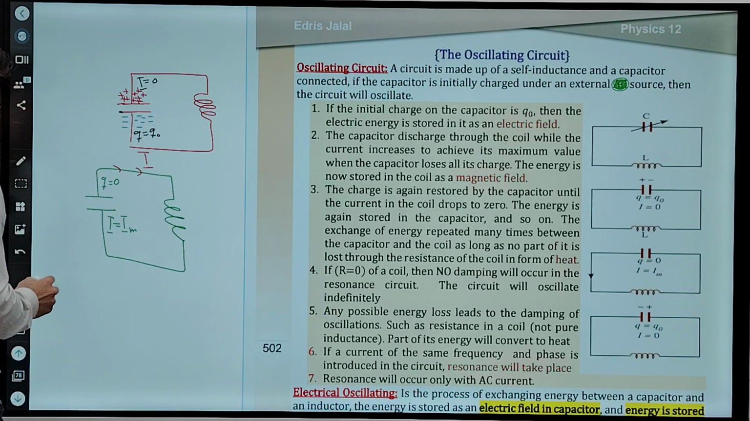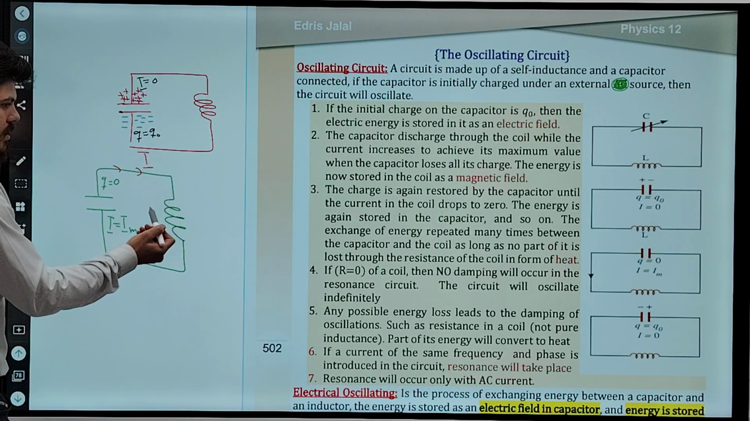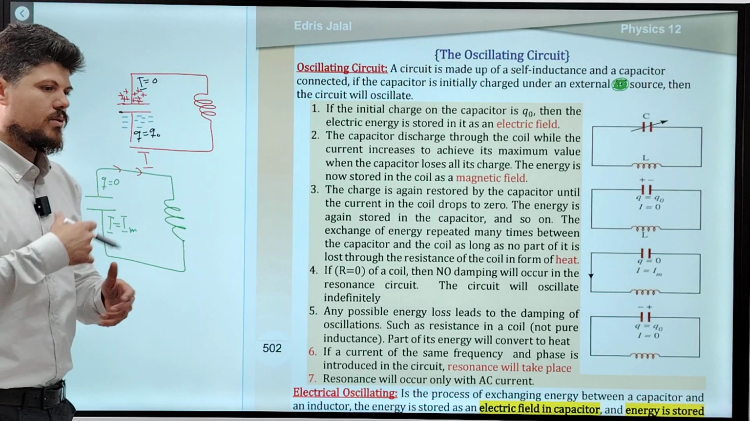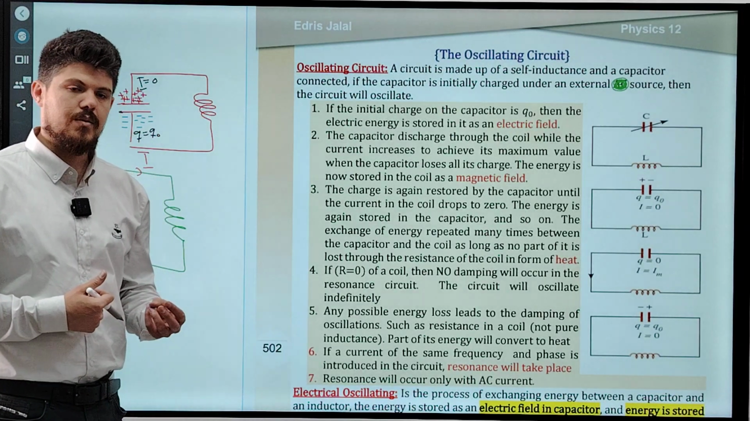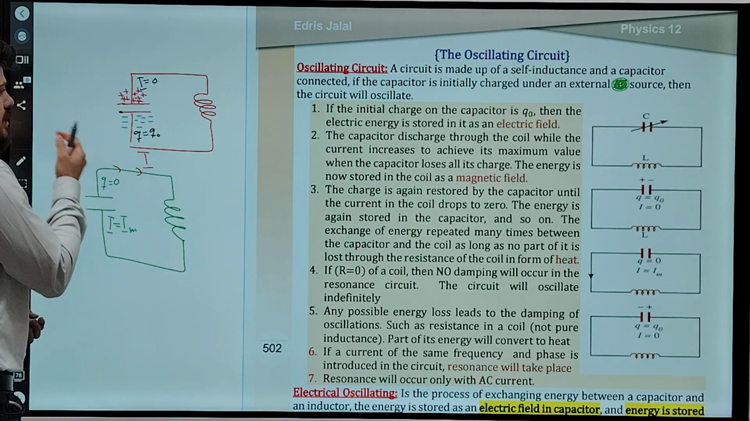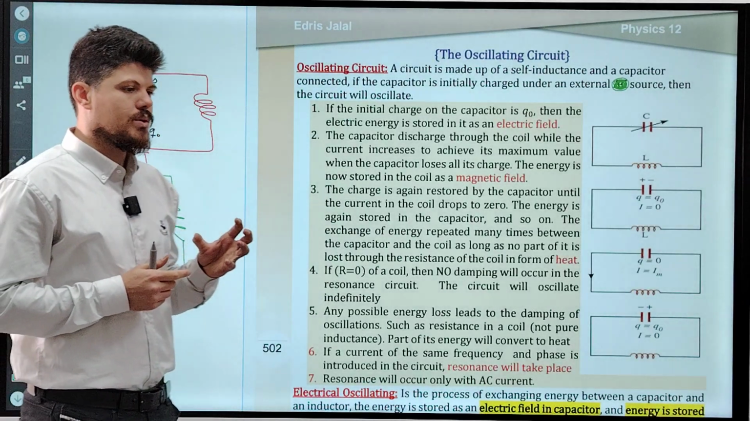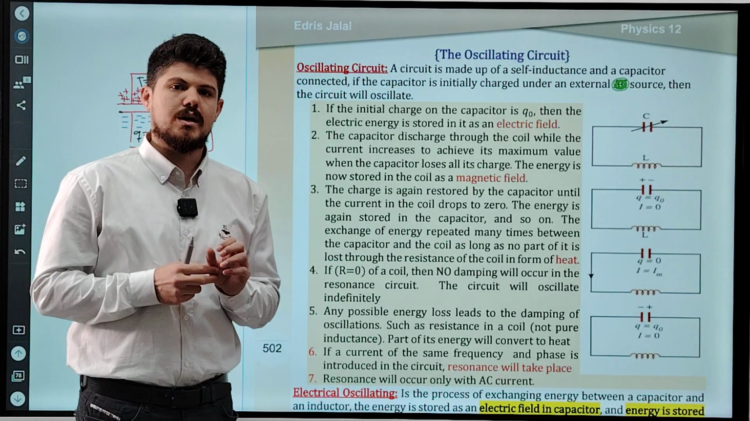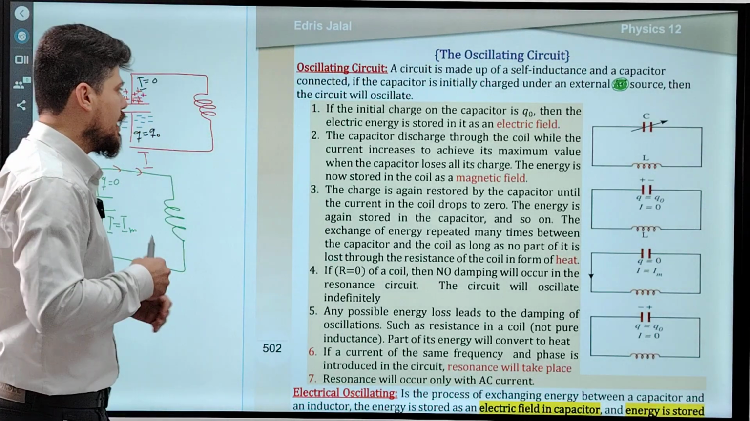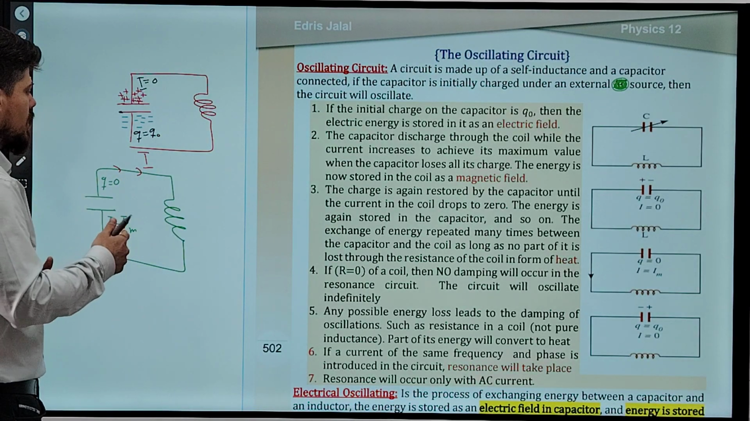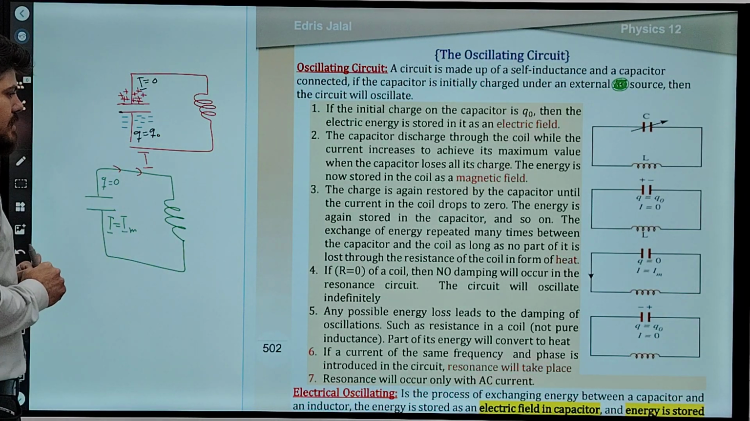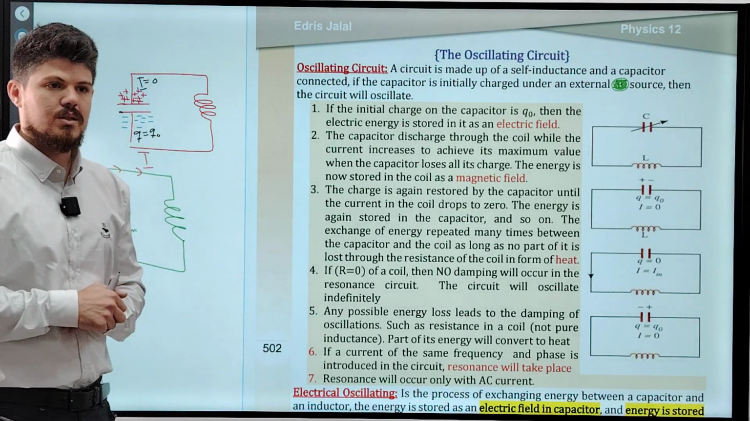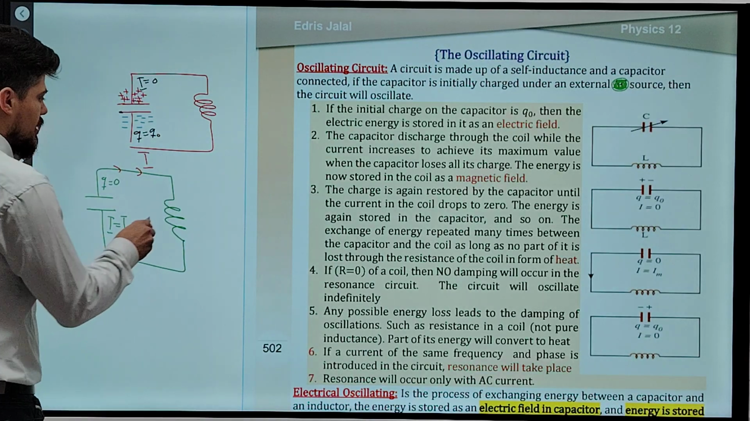So when the current passes through the coil, what happens? The electrical energy is converted to the magnetic field. But in the case of the capacitance, what type of energy is stored? The electrical energy. Electrical energy is stored in the capacitor when charged by the DC source. After the capacitor tries to discharge, the current flows into the inductance, and this electrical energy is converted to the magnetic field. So the energy is stored as a magnetic field in the inductor.